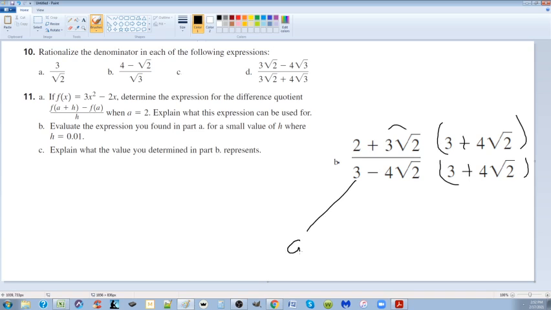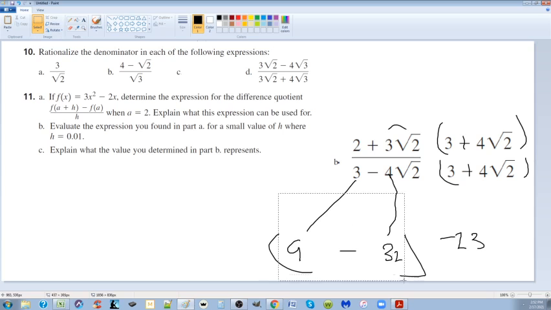What's the square of that? 9. What's the square of that? 16 times 2, which is 32. And you put a minus between them. So what's 9 minus 32? It's minus 13. No, minus 23. Minus 23. So that's solved.